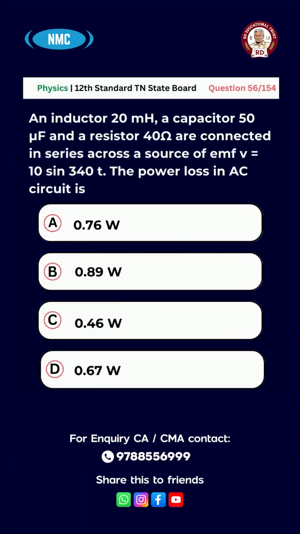Question number 56. An inductor 20 mH, a capacitor 50 μF and a resistor 40 ohm are connected in series across a source of EMF V equal to 10 sin 340t. The power loss in the AC circuit is option A 0.76 watt, B 0.89 watts, C 0.46 watts, D 0.67 watts. And the right answer is option C 0.46 watts.